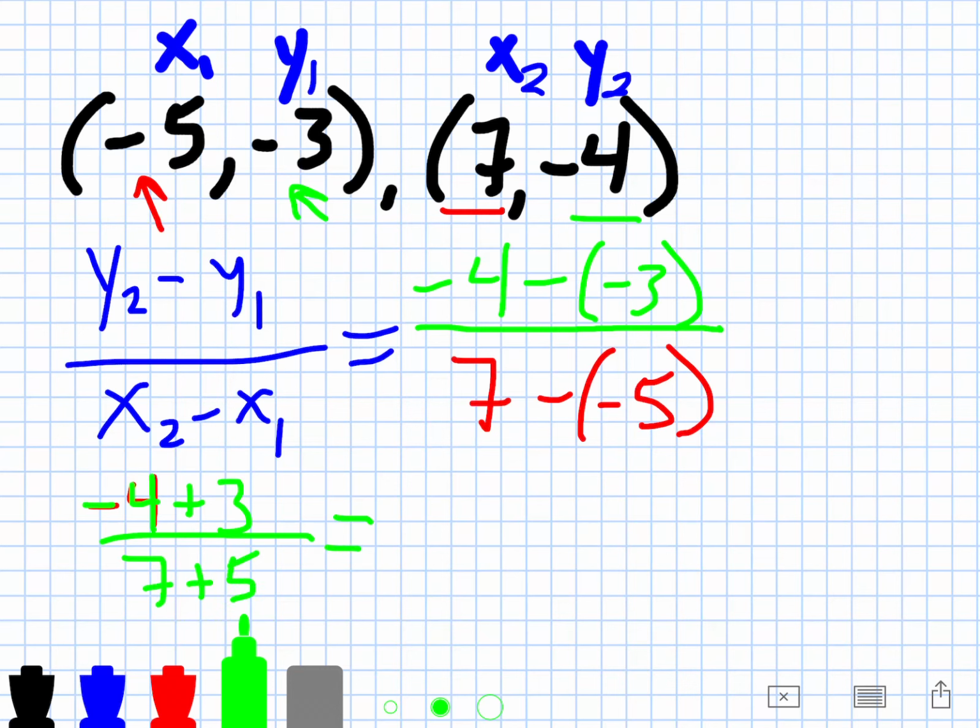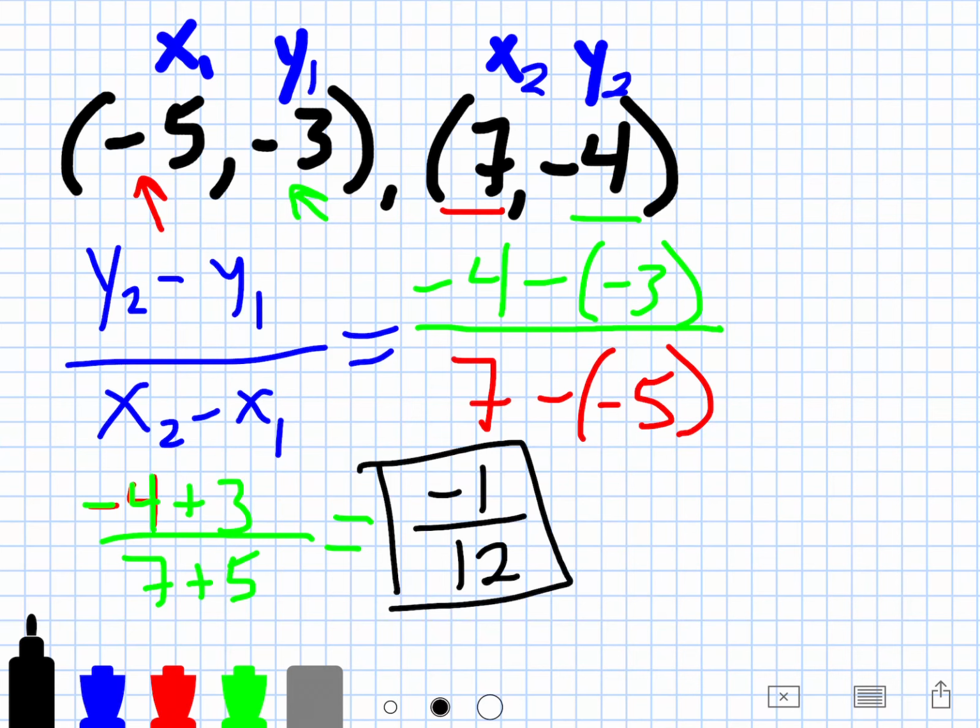See what I did there? Two negatives makes a positive. Go to the denominator, two negatives makes a positive. So let's go ahead and actually do it. -4 plus 3 is -1. 7 plus 5 is 12. This is our numerical value for slope.